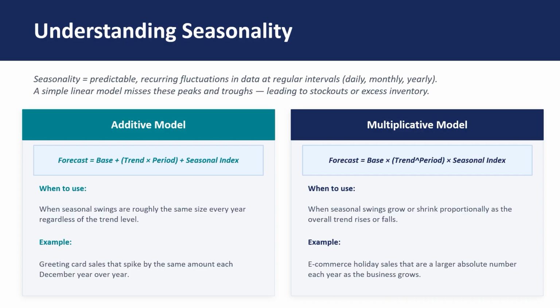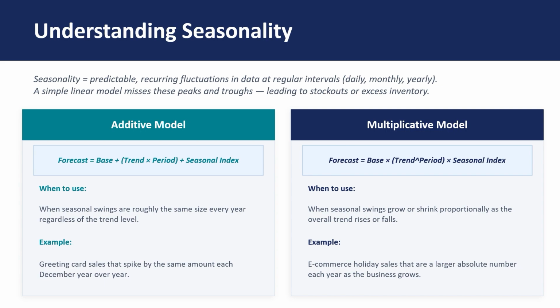Seasonality refers to predictable, recurring fluctuations in data. Think holiday spikes, summer slowdowns, back to school rushes. These patterns are regular and foreseeable, but a straight line completely misses them. We handle this with two main approaches, the additive model and the multiplicative model.